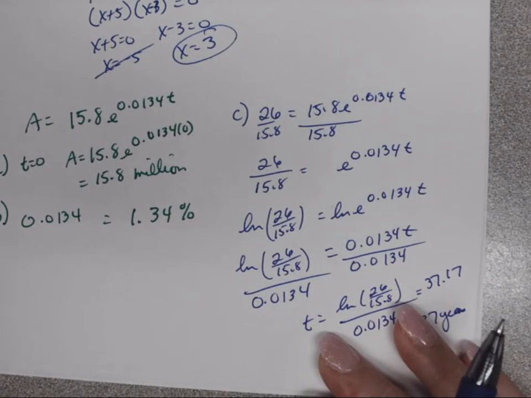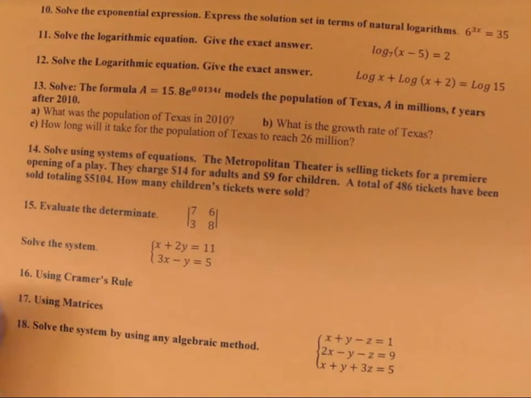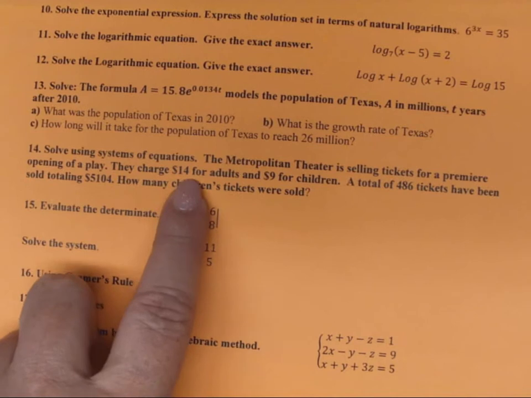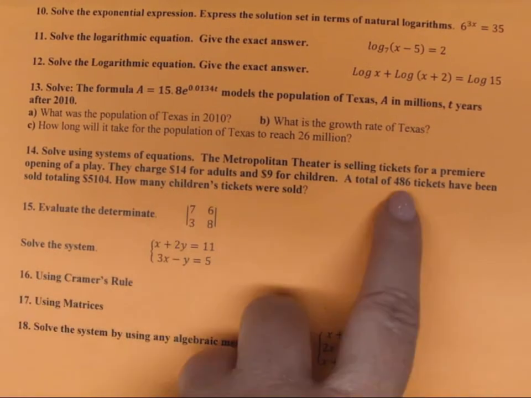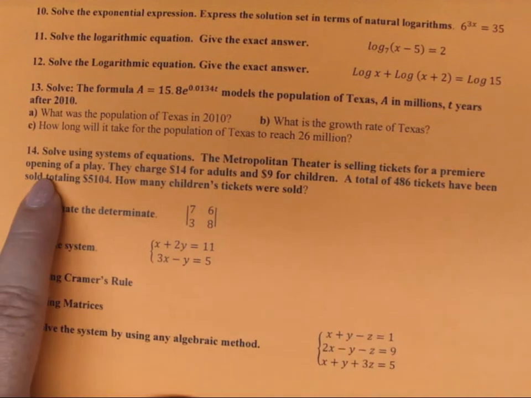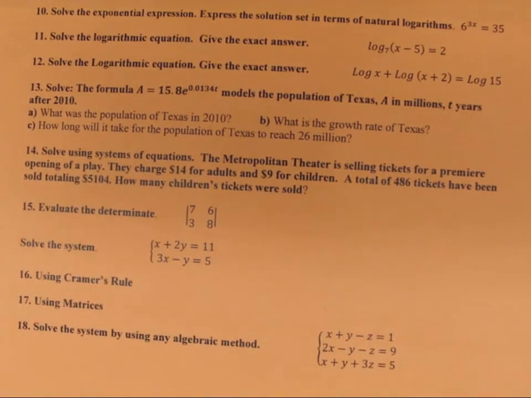All right, next problem. So number 14. For number 14, we're going to solve using systems of equations. The Metropolitan Theater is selling tickets for a premiere opening of a play. They charge $14 for adults and $9 for children. A total of 486 tickets have been sold, totaling 5104. How many children's tickets were sold?